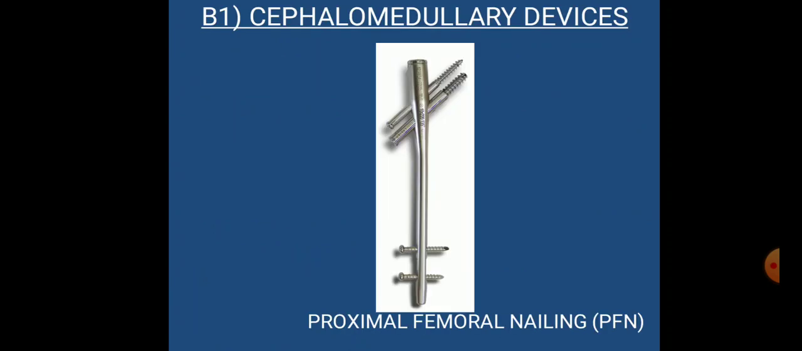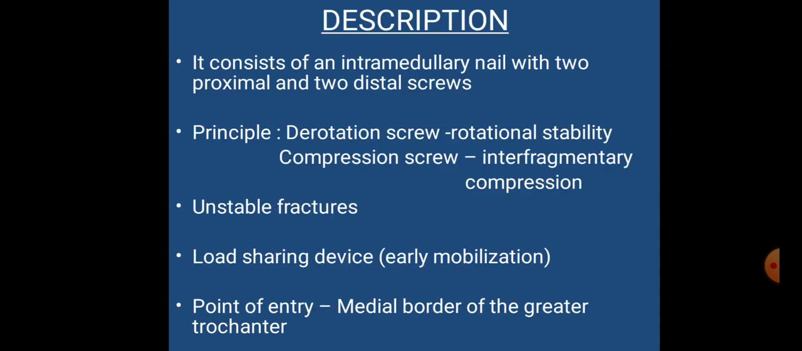You can see at the top end there are 2 screws. The top screw is the derotational screw and the second is the compression screw. In any fracture, first we put the compression screw, then we put the derotational screw. First compress the fracture segments, then the derotational screw to prevent rotation of the foot and lower limb. It is useful for unstable fractures also. That is the importance of using an intramedullary device. This is the present modality of treatment. And a more important thing is that all intramedullary devices are load sharing devices, whereas plates are load bearing devices.